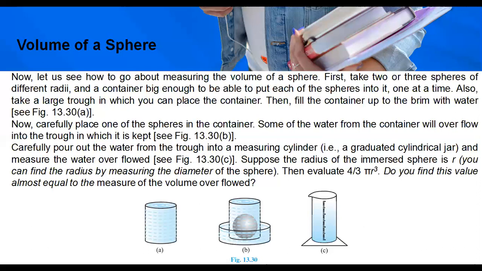13.30b. In the third step, we measure the water overflowed through the measuring cylinder as shown in the figure 13.30c. Suppose the radius of the immersed sphere is r, then evaluate 4/3 pi r cube. We will observe that this value will be equal to the measure of the volume of water that is being overflowed.